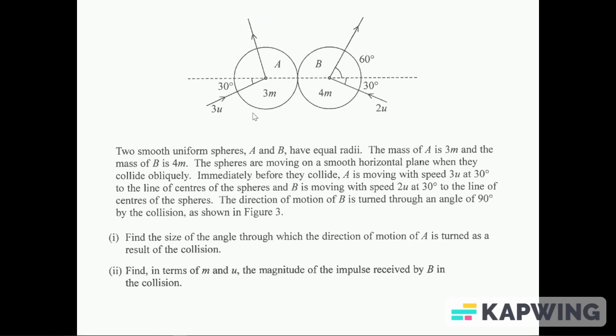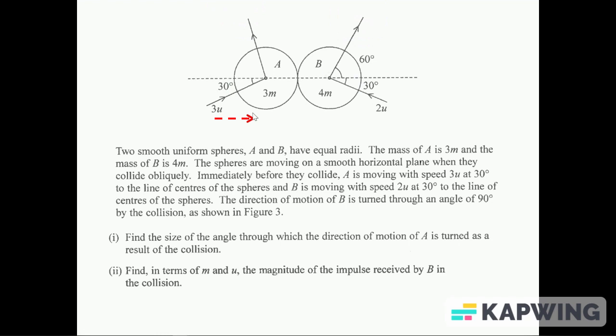So if you like, this diagram is looking from above, and they collide obliquely, so they sort of hit each other like this. A's moving with speed 3u, at 30 degrees to the line of centres. B's moving with speed 2u along the line of centres. And B's moved through an angle of 90 degrees by the collision as shown. So it's going up to the left, and then it's going up to the right. But it's turned through an angle of 90 degrees. And we've got to find the angle which A turns through and the impulse.